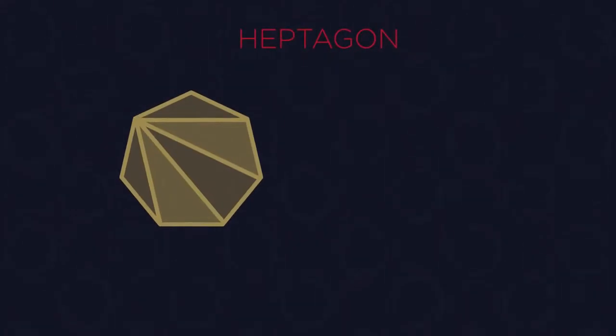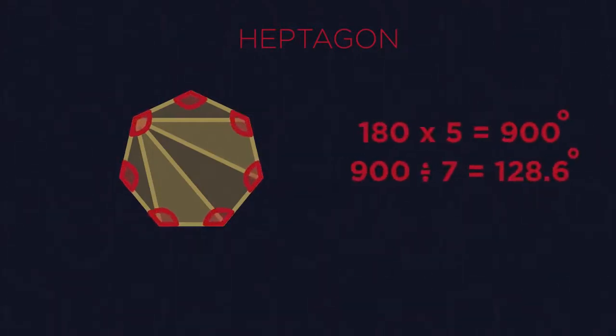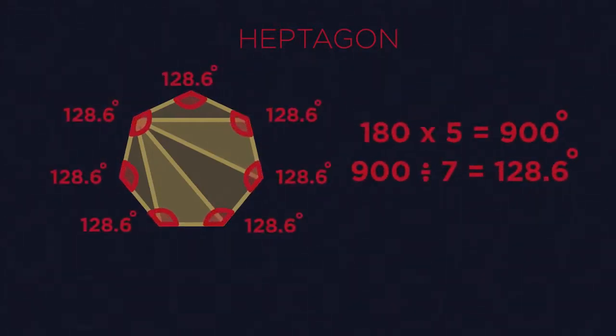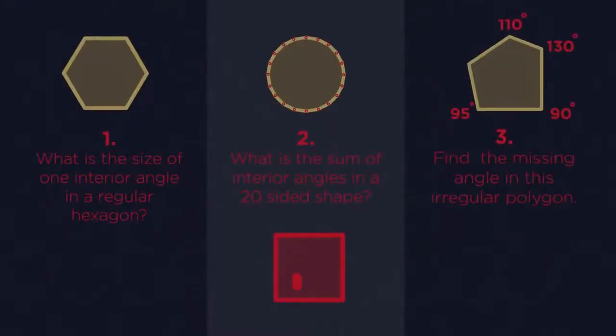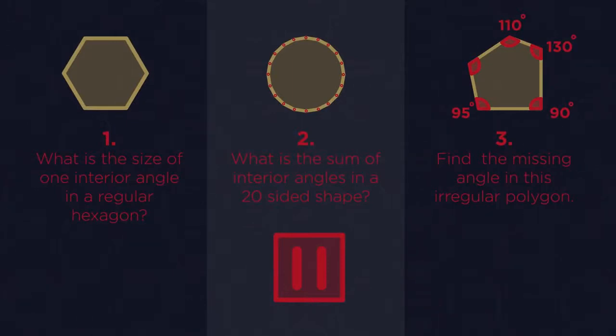What is the size of one angle in a regular heptagon? Pause the video and work it out. Did you get 128.6 degrees? So here are some questions for you to do. Pause the video, work them out and click play when you're ready.